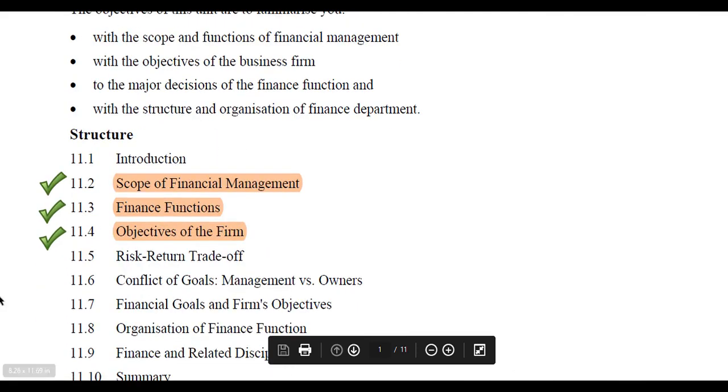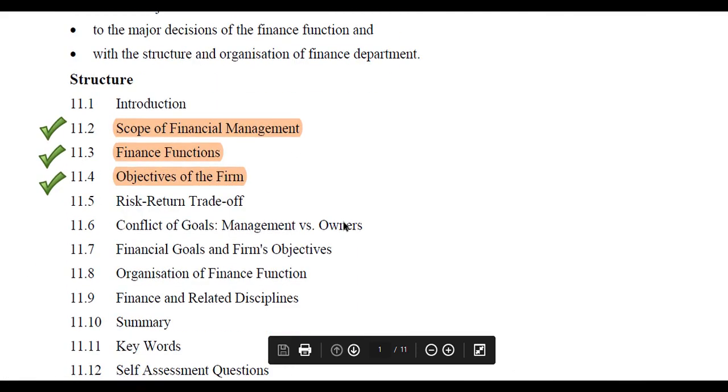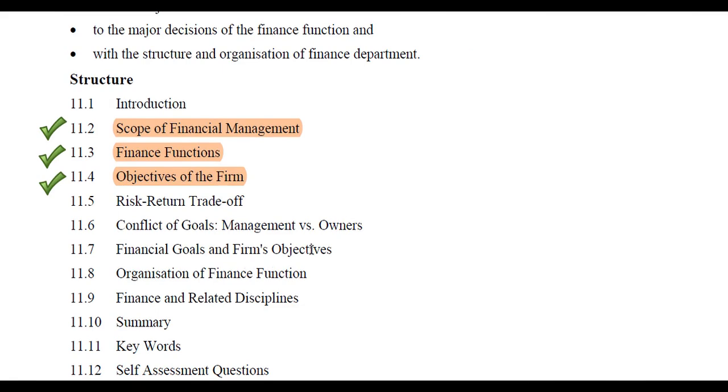We have covered the scope of financial management, finance functions, risk return trade-off, what the objectives of firms are, and the conflicts. We have just briefly mentioned in one line the conflicts between management and owners or shareholders. Next, organization of finance function, different concepts used in finance from economics, from accounting, and different concepts of finance used in the other worlds. Like this we have covered.